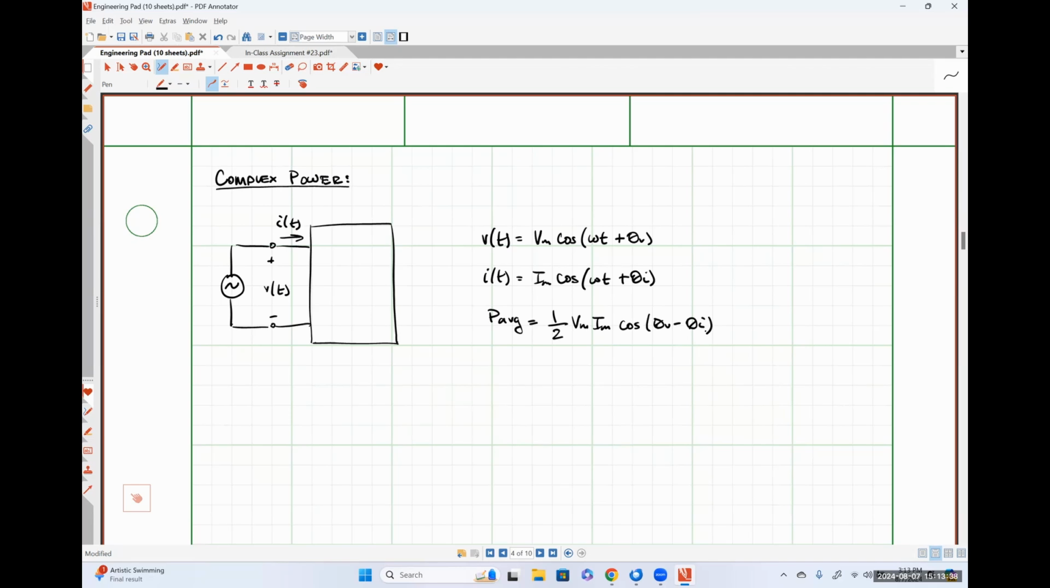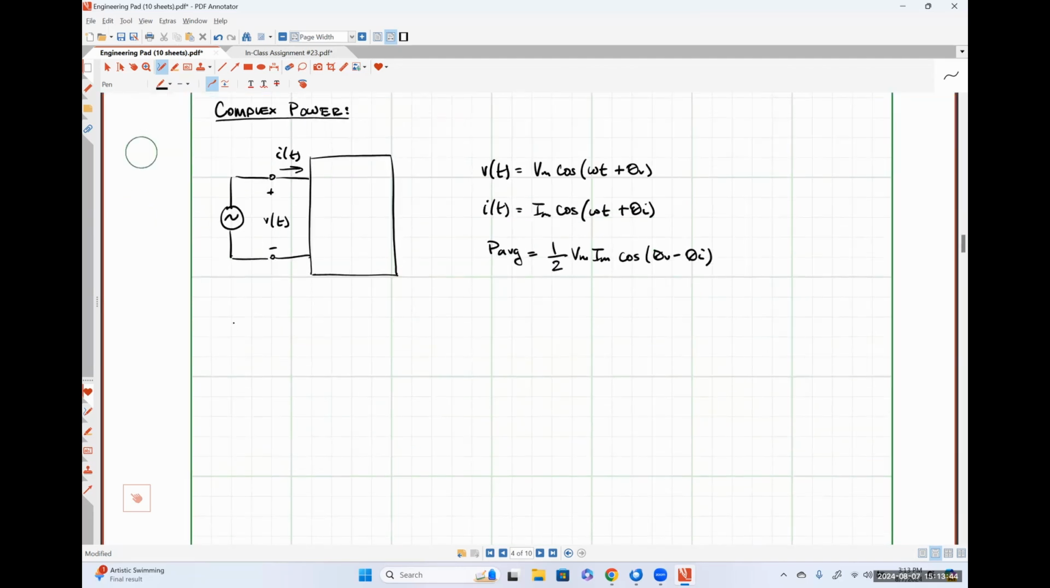So I'm going to take that average power relationship and play around with it a little bit. P average is equal to, I'm going to take that factor of 1/2 and split it up between my voltage magnitude and my current magnitude. So I could write that as Vm over the square root of 2 times Im over the square root of 2 times the cosine of theta v minus theta I.